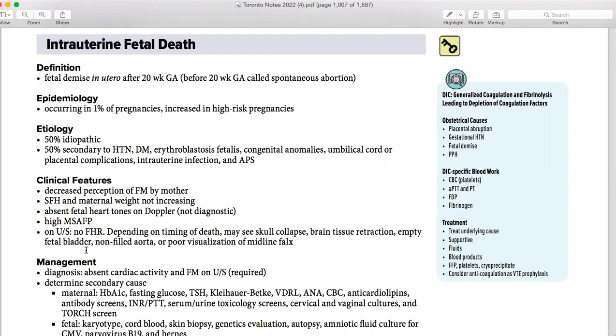Just because she couldn't do fetal movement and symphysis height is not growing, it doesn't mean that the baby is dead. Maybe the baby is sleeping, maybe the baby is not moving, maybe the baby is growth restricted. So you still have to do an ultrasound to confirm that the fetus died. Then you can label it, yes, the fetus is dead. Now what we have to do is delivery.